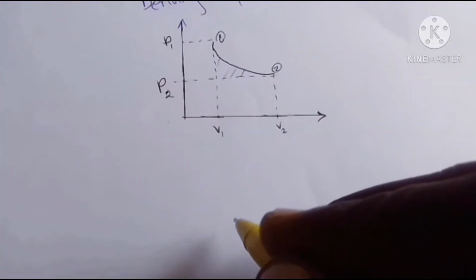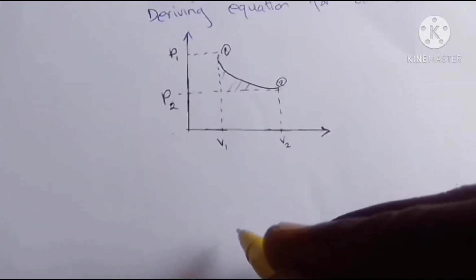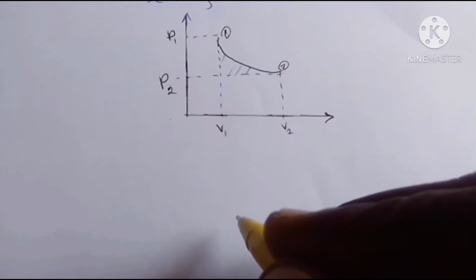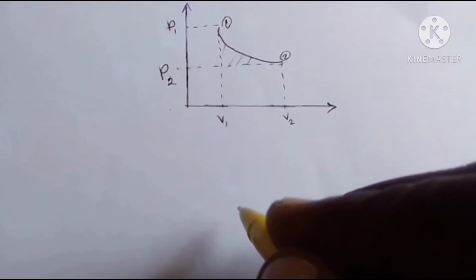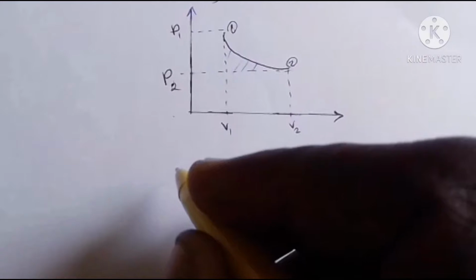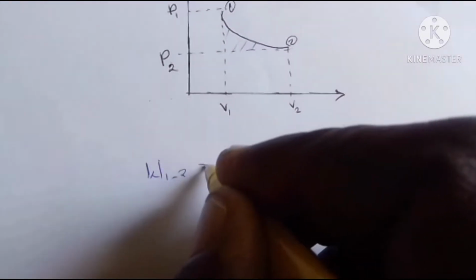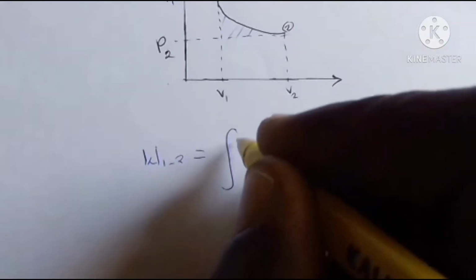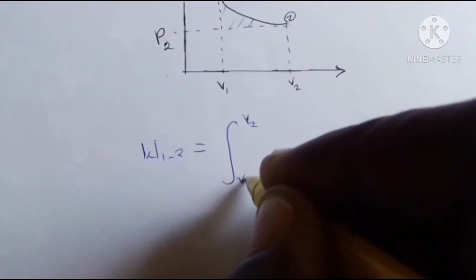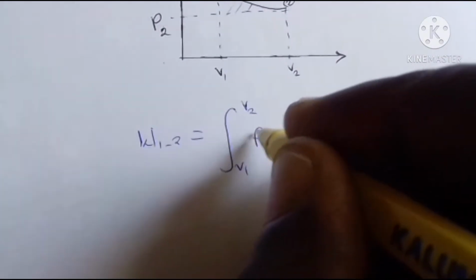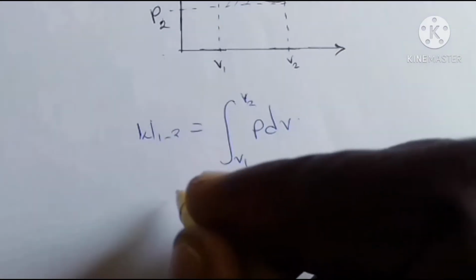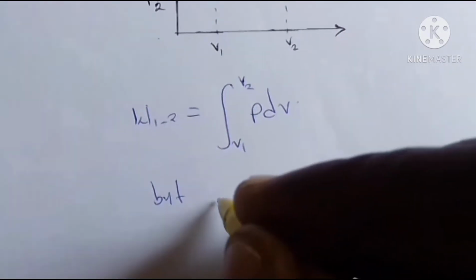Deriving equation for an isothermal work. From the diagram, the changes in volume and pressure from state 1 to state 2, and therefore the work done from state 1 to state 2, will be equal to the integration of pressure and the change in volume.